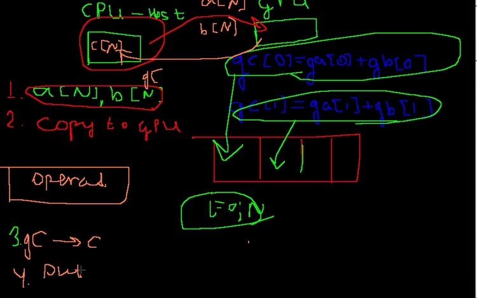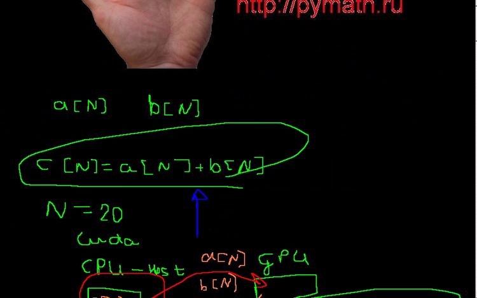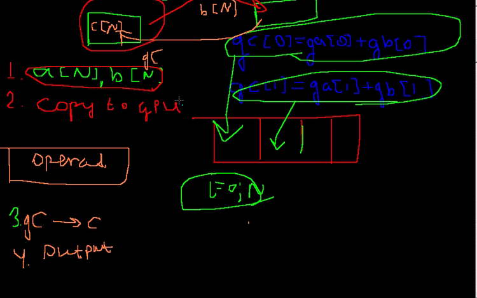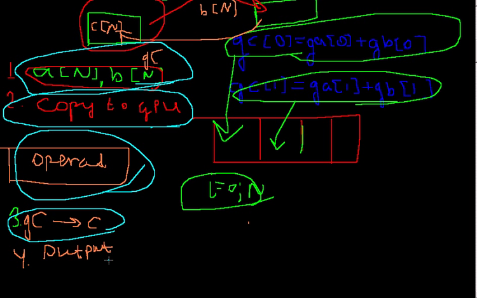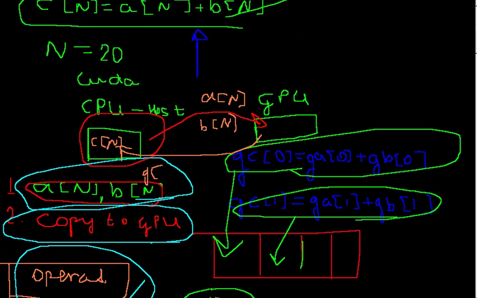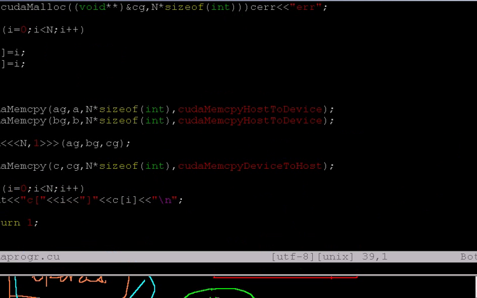Before I start to write the program, I'll mention that every CUDA program will contain the following steps: initial conditions, copy to the GPU, operations, then copying back the result, and output. It is a common form of every CUDA program. But next, let's start to write the program.